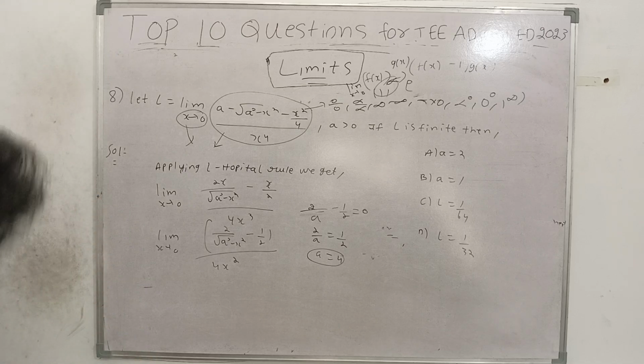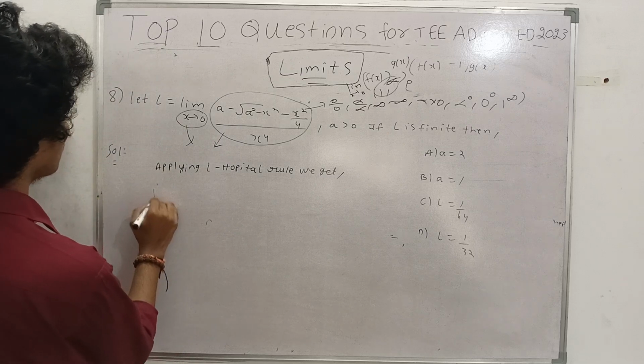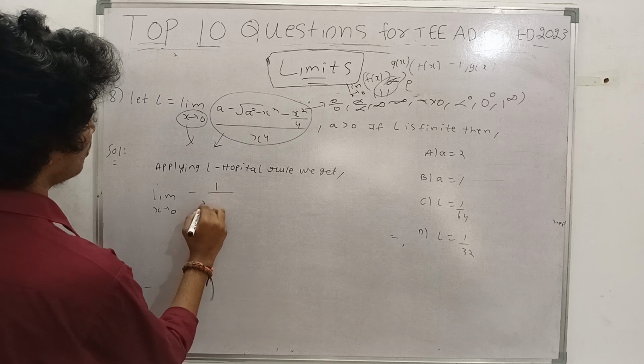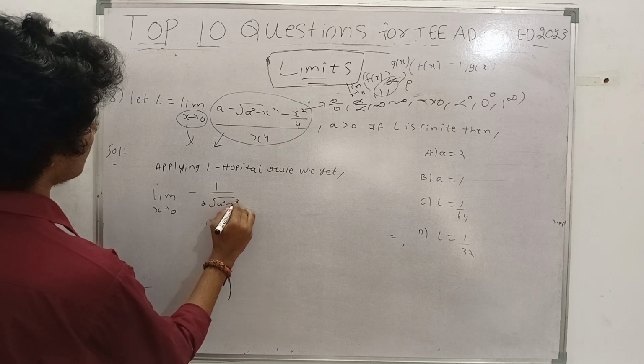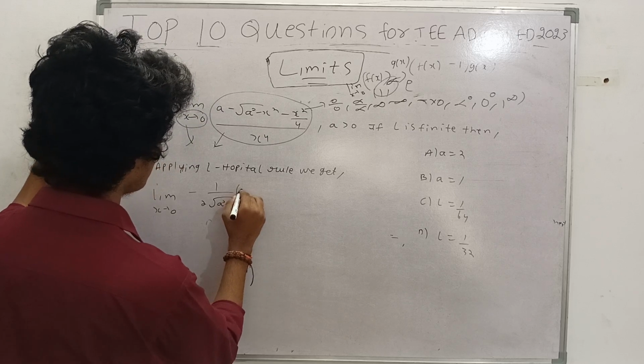Wait guys, I will do this again. Limit extending to 0. This is constant. Here it will be 1 by 2 root a square minus x square, and minus x square gives minus 2x.